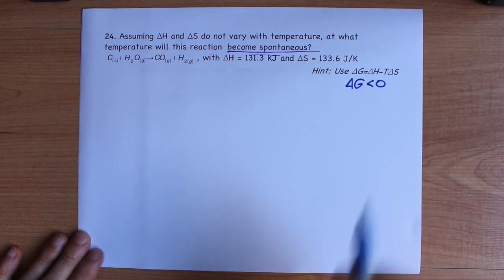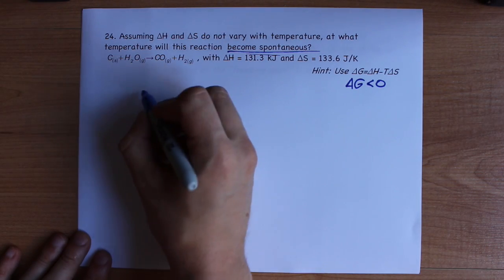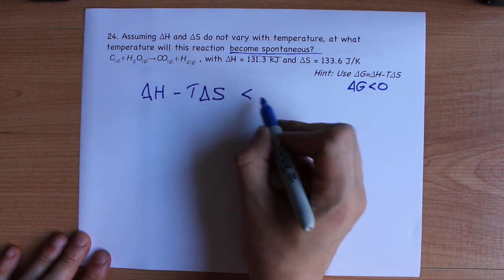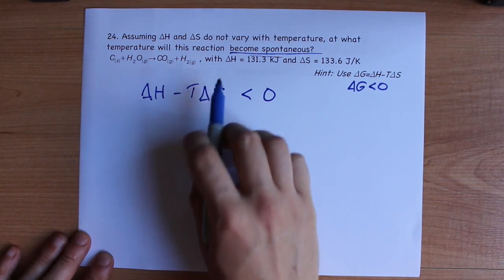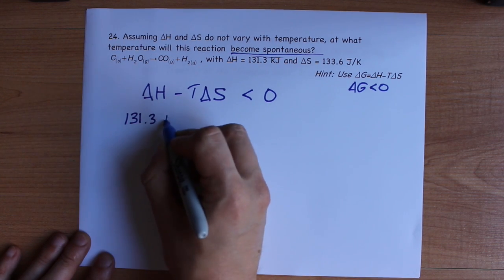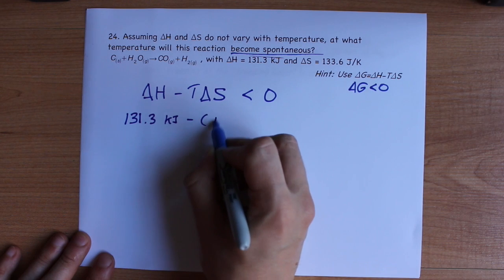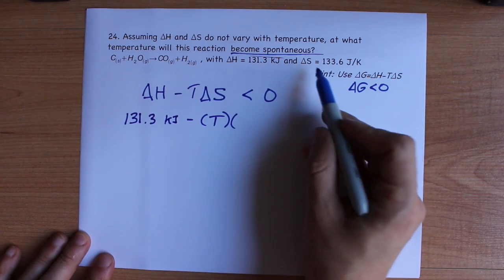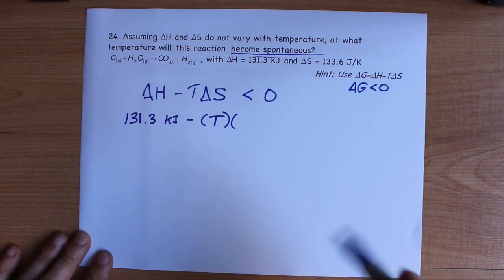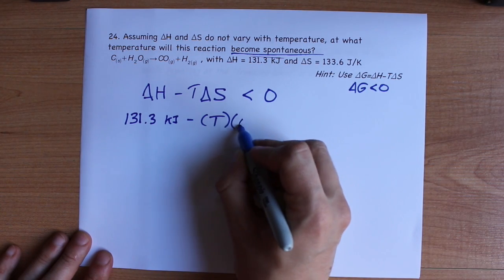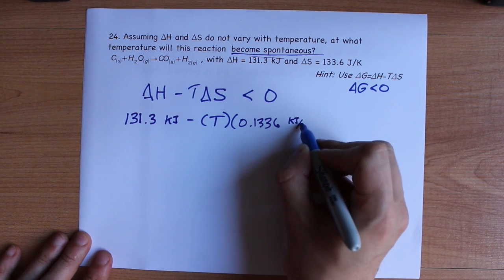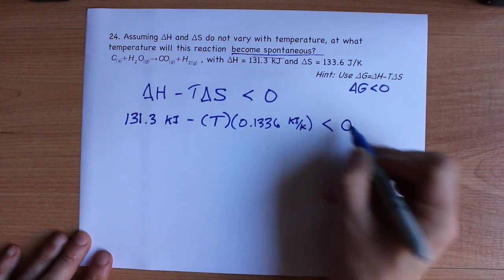So delta G being delta H minus T delta S, we are going to set that less than zero. The delta H is given to us. It is 131.3 kilojoules. We're going to be solving for a temperature T, and we are given the entropy delta S. Now, delta H was in kilojoules, so I'm going to make sure this is in kilojoules by dividing by 1,000. That's 0.1336, and that's now in kilojoules per Kelvin, and we're setting this less than zero.